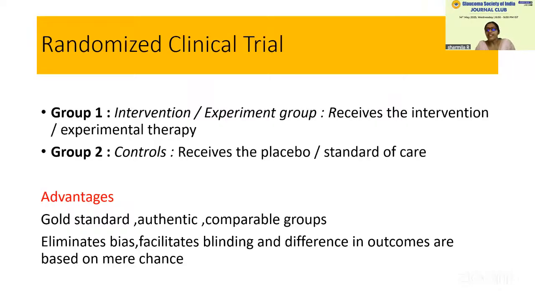So what are the advantages of this RCT? If you look at it, it is the gold standard way of doing a properly conducted clinical study. It's very authentic, and you always have a comparable group. It also eliminates bias. It facilitates blinding, and the differences in outcomes are due only to mere chance. So basically, you do not get any difference in outcome other than that occurring by chance.